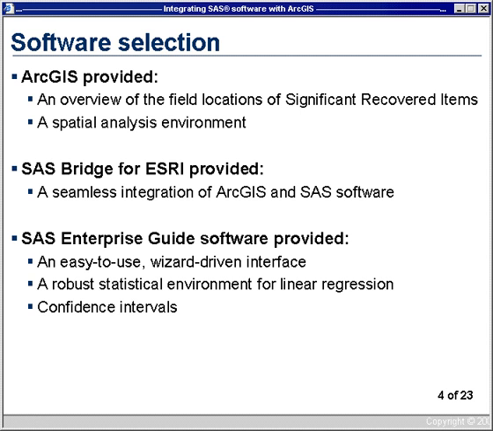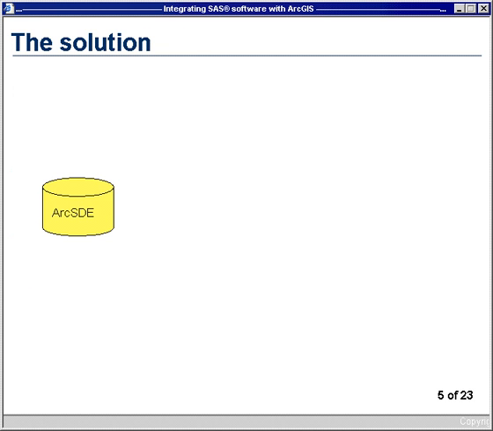The SAS Enterprise software was used because it had an easy-to-use wizard-driven interface, which omitted the need for programming in the SAS language. At the same time, it provided a robust statistical environment to do the linear regression, and more importantly, it still provided us with the option to compute the confidence intervals. In the next series of slides, I will present a high-level solution of what we did.